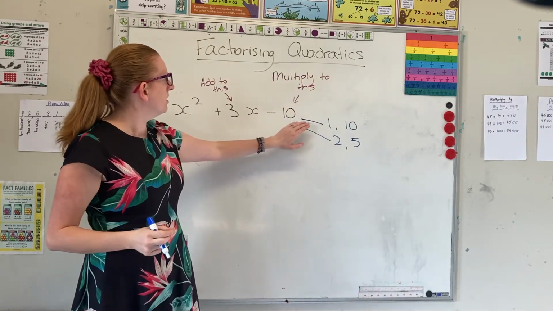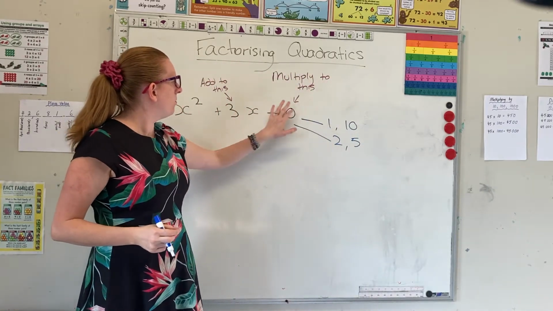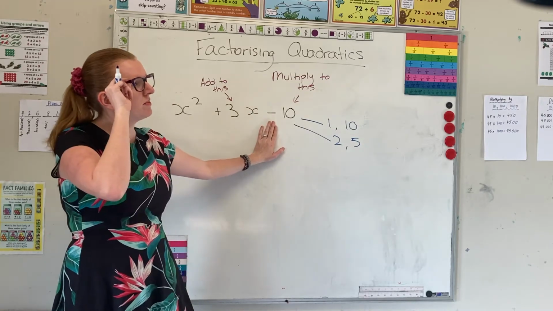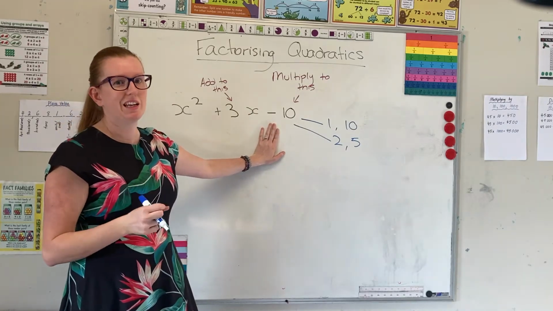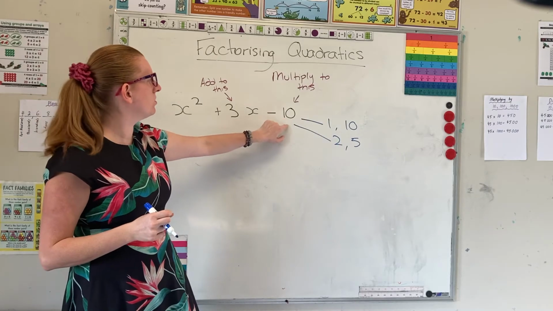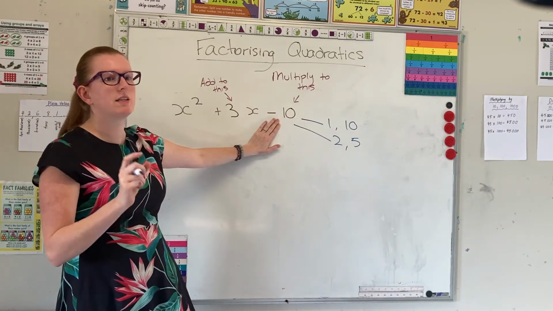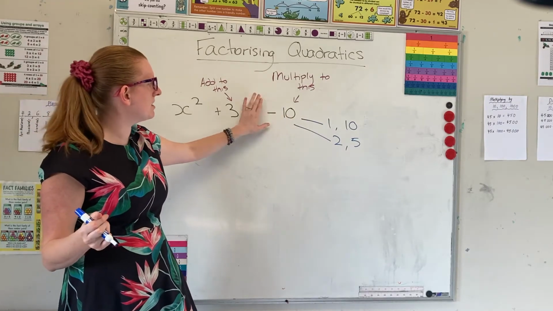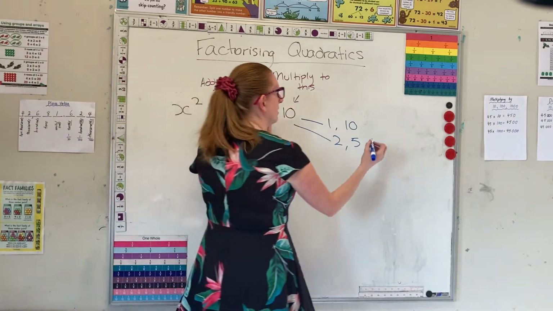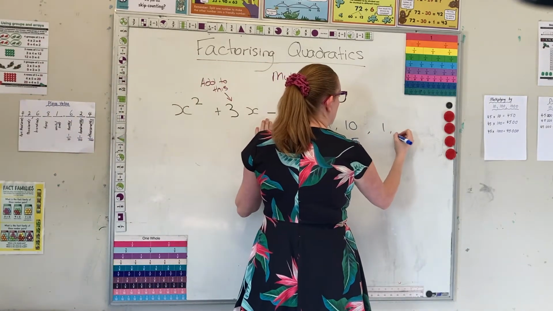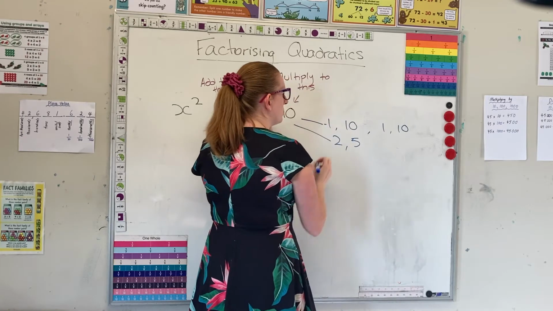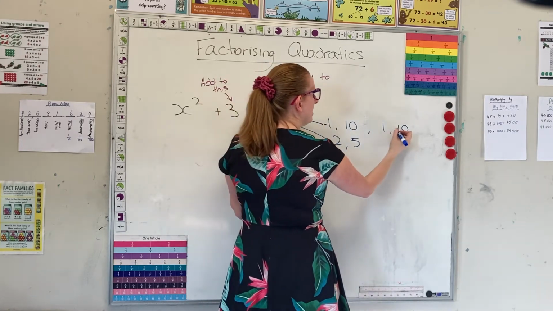So we're going to have to make one of our numbers negative in order to get negative 10, because a negative times a positive gives you a negative answer. So it's either going to be negative 1 times 10 or negative 10 times 1, okay?